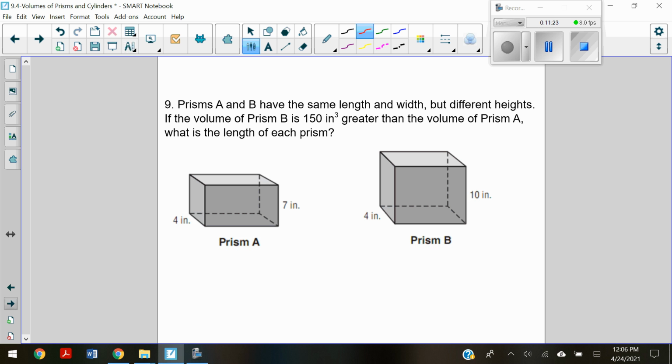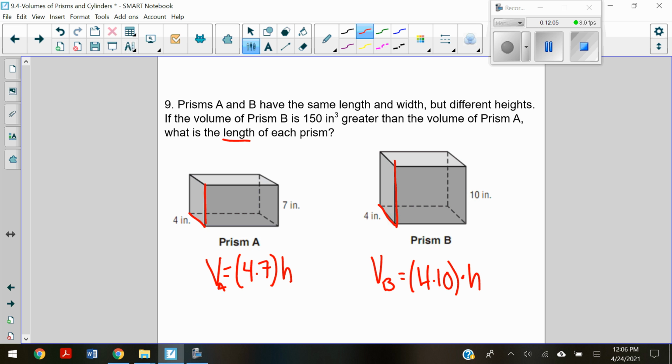So prism A, to find the volume, we have base area times height. So my base area is going to be the 4 times the 7 and times the height. Prism B, well, volume B has 4 times 10 for this one times the height, or I should say length, because they have the same length. So those H's are going to be the same in prism A and in prism B.